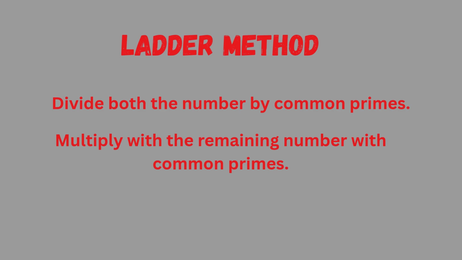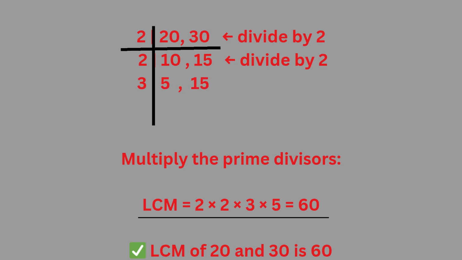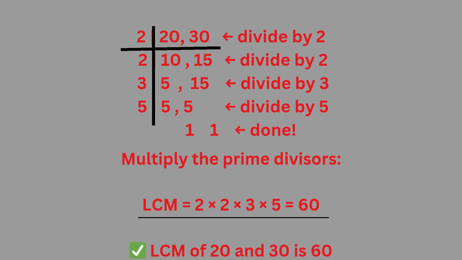And third method is the ladder method. Divide both the numbers by the common primes, then multiply the remaining numbers and common primes. Here we will take an example of 20 and 30. Firstly we will take a common prime that can divide both. We find 2, so the quotients will be 10 and 15 respectively. Then there is another common prime, that is 5, so our quotients will be 2 and 3 respectively, and both are prime numbers, hence we will multiply all of them. So 2 into 5 into 2 into 3 will give us our LCM.